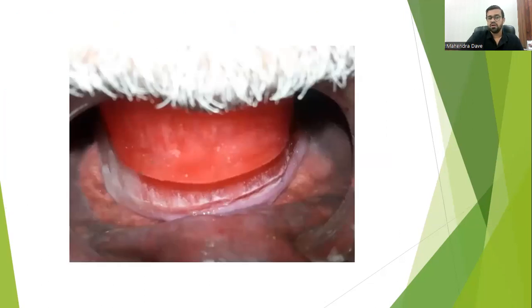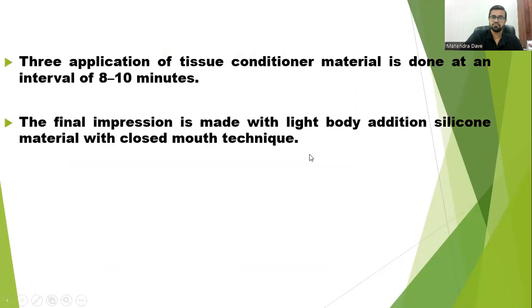This is the tissue conditioner, and the maxillary is the occlusal rim. Re-application of tissue conditioner material is done at an interval of 8 to 10 minutes. The mandibular area is applied with tissue conditioner in three steps at an interval of 8 to 10 minutes. The final impression is made with light body addition silicone material, in the closed mouth technique.